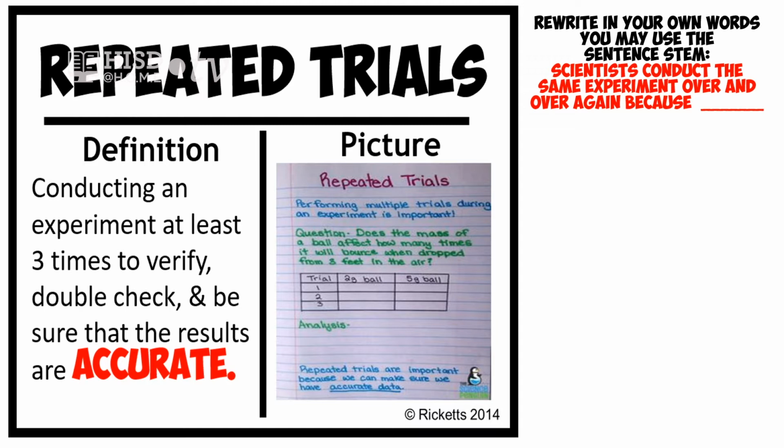And of course, repeated trials. Conducting an experiment at least 3 or more times to verify, to double check, to be sure that the results are accurate. So if I had to use the STEM, I would say scientists conduct the same experiment over and over again because we want to be sure. We want to double check. We want to verify that our data and our results are accurate.